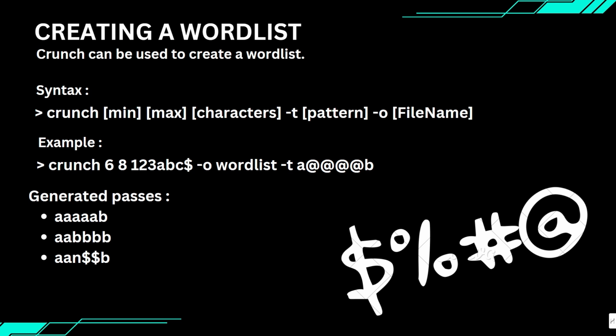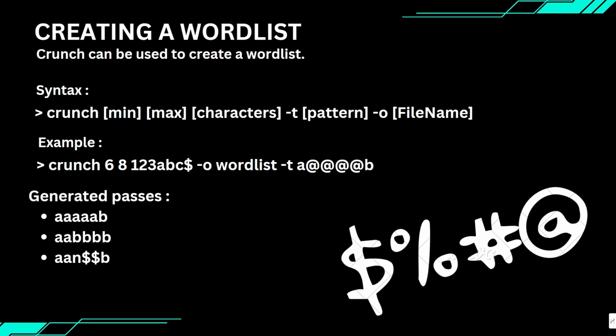We have a small example here that will generate a list of passwords that are from 6 characters to 10 characters and contain these characters right here. So it's going to create combinations of 1, 2, 3, ABC and the $ sign. It's going to store it in a file called wordlist. These passwords will always start with A and end with B.